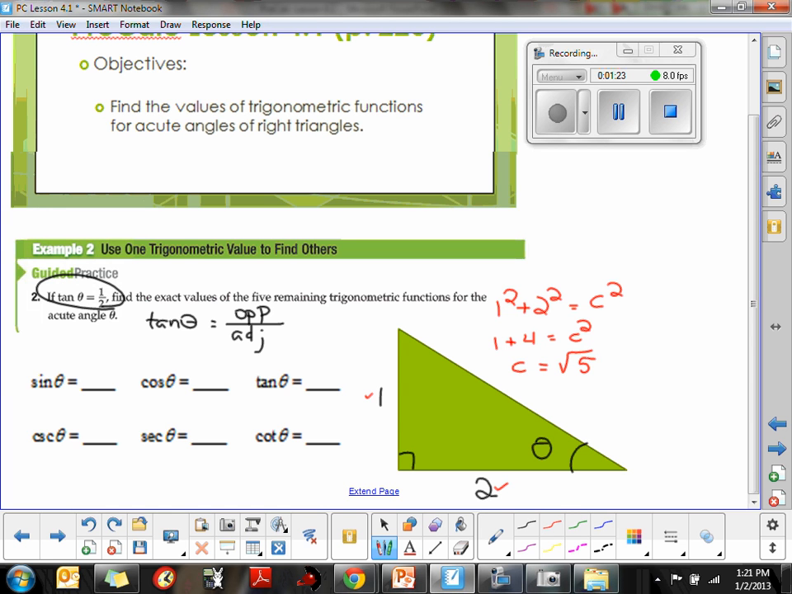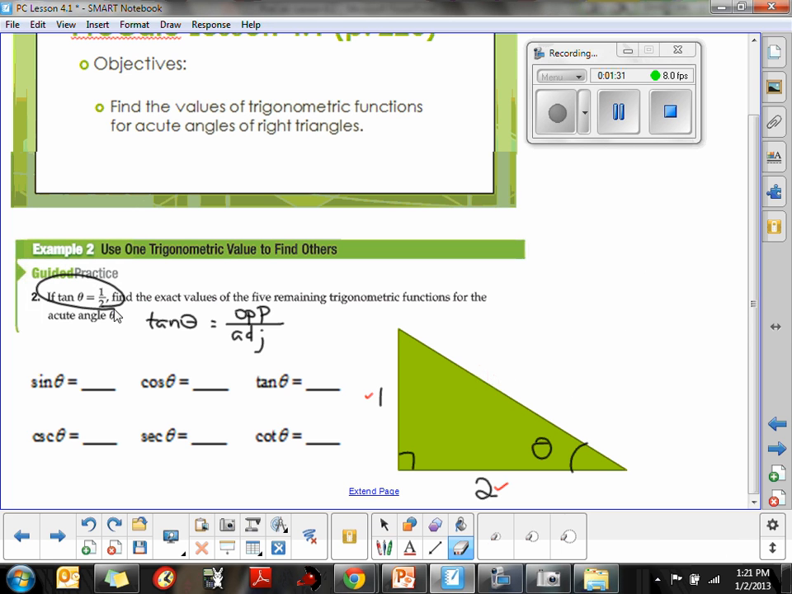Now technically it's plus or minus, but I only want the positive because we're dealing with the length of the side of a triangle. So square root of 5. I'm going to clean that up and make sure that that's a little bit more visible. This is the square root of 5. After we have that in place, in order to get the sine, cosine, and tangent, and the other three, we're just going to apply our definitions.